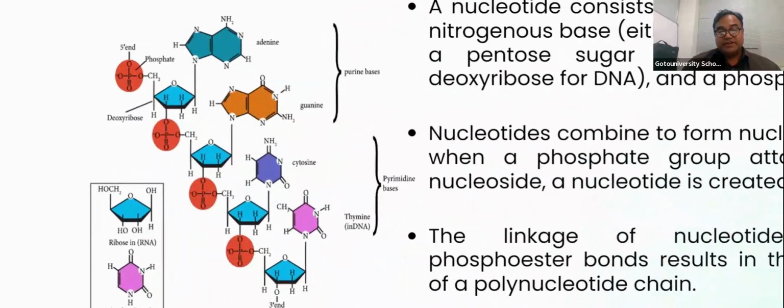Now we come to the next point: the right-hand coil with a pitch of 3.4 nanometer, and 10 base pairs per turn. This is not applicable for anything other than human, only in the case of human DNA. One turn has 10 base pairs. Are you getting my point?